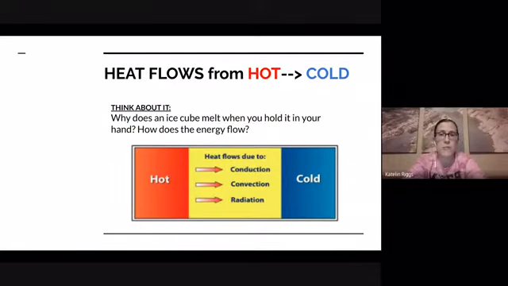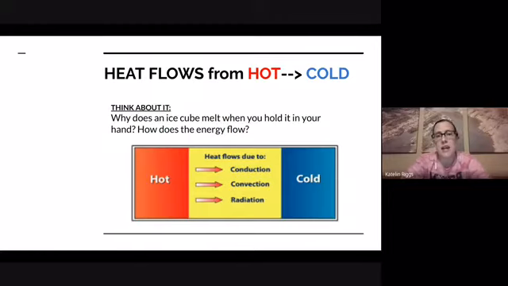So why does an ice cube melt when you hold it in your hand? How does the energy actually flow? So the ice cube actually doesn't make your hand cold. A lot of times you think of it like that because after you hold an ice cube, hey, your hand's cold. But in actuality, because of the natural flow of heat, your hand is heating the ice cube. So your hand is making the ice cube melt. And as a result, the thermal energy that was in your hand has been conducted by direct contact to the ice cube.